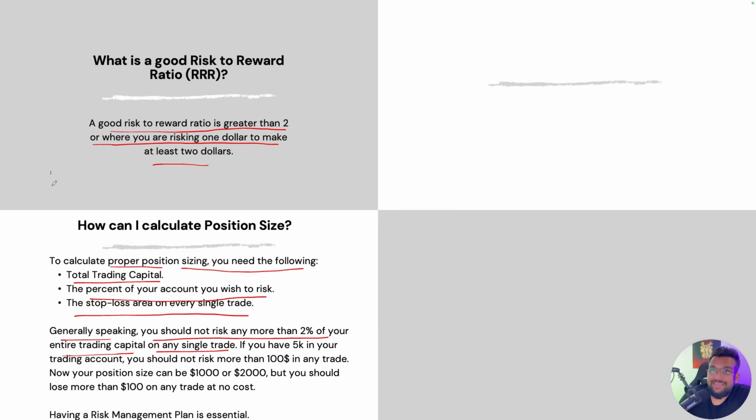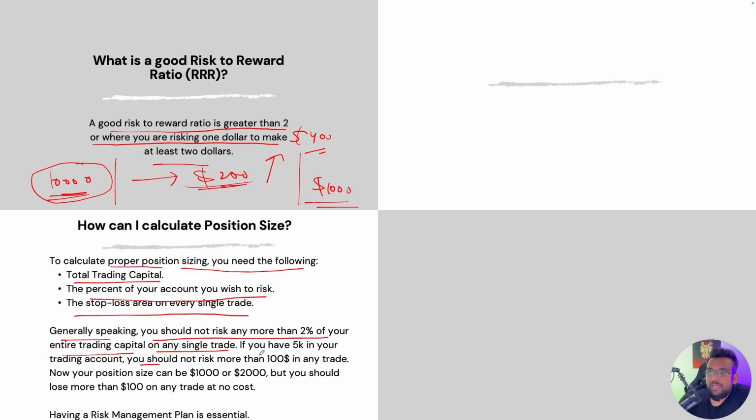If you have $10,000 in your trading account, and that's actually a very good amount of money to trade, 2% of this, what is this, $200? Don't risk more than $200 to $300. Now that means your position size can be $1,000. But if you're risking $200, that means you need to be making $400 or $500 per trade, right? That's how the risk reward makes sense. Otherwise the risk reward don't make sense.